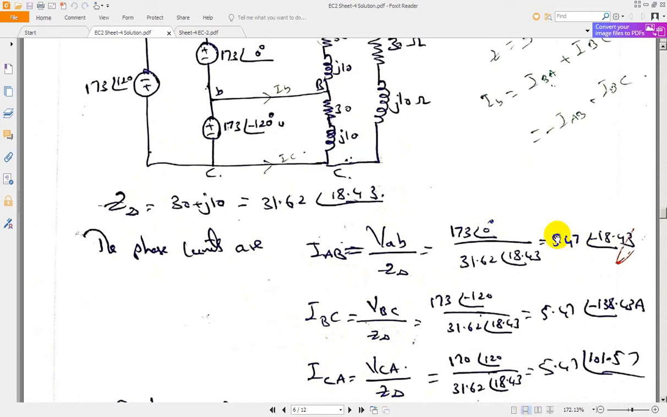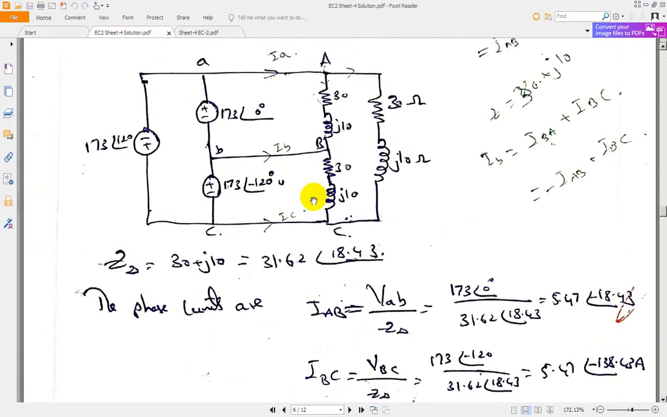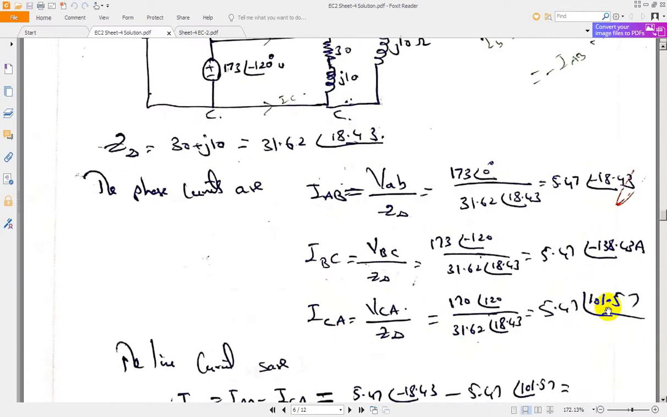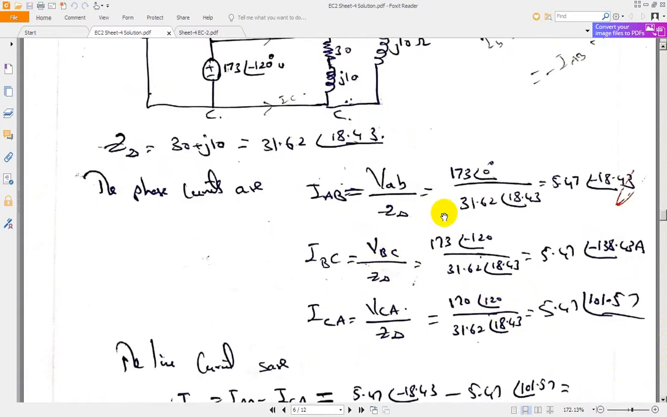If you evaluate, you will get 5.47 at an angle of minus 18.43 degrees for IAB, and then IBC and ICA at a phase difference of minus 120 and plus 120 with reference to the IAB current. Either you can calculate this value and add minus 120 and then plus 120. Why minus 120? IBC is having the voltage of minus 120, so to this value you will add minus 120. And ICA is having plus 120. So ICA will be plus 120. IAB, IBC, ICA, we got these values. These are the phase currents.